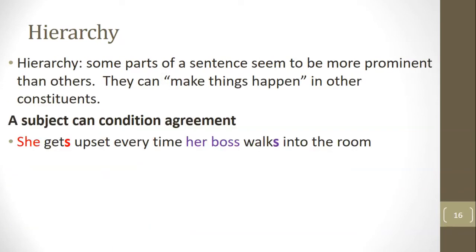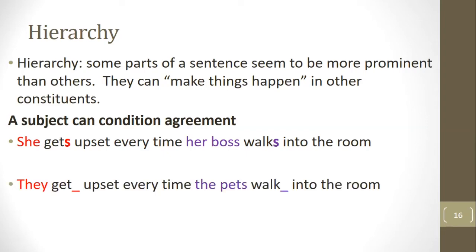Another example happens with agreement. Agreement is a relationship between usually a subject and its predicate. So if you look at the sentence I have on the slide, she gets upset every time her boss walks into the room. The verb get obtains an S morpheme, gets, and that links to the pronoun she. Similarly, walk becomes walks, and that is linked to the noun phrase her boss.